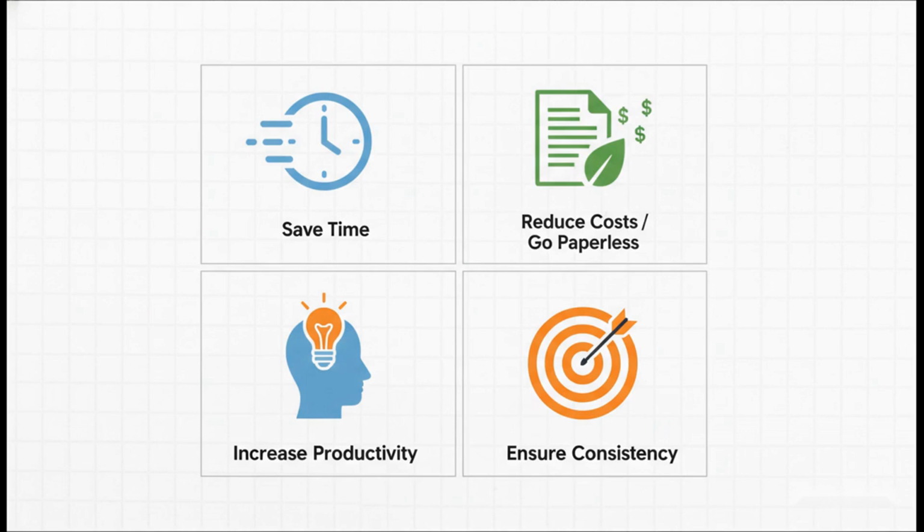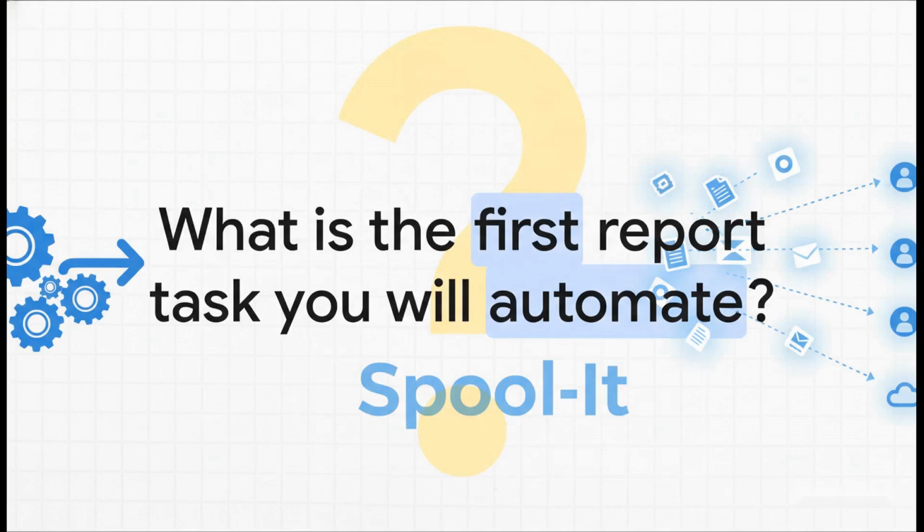So let's just bring it all home. Mastering these SpooliT rules isn't just about learning a new tech skill. It's a real business advantage. You save time, you cut costs by going paperless, you free up your team to do more important work, and you guarantee consistency. The right information gets to the right people every single time, without fail. And that's really how you do it. That's how you go from manual, repetitive work to seamless, automated efficiency.